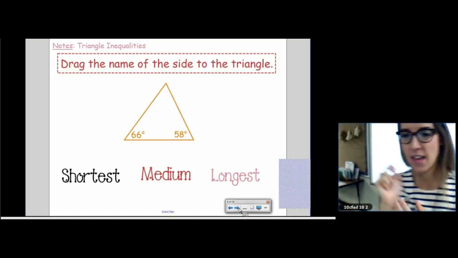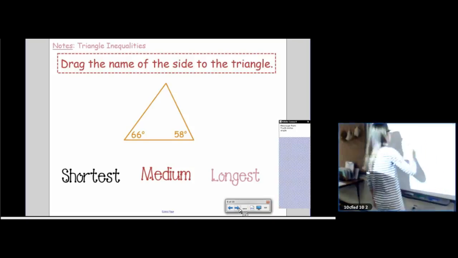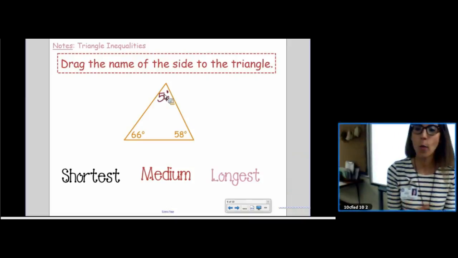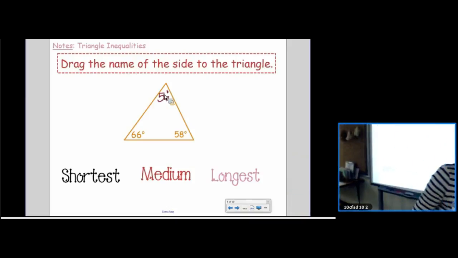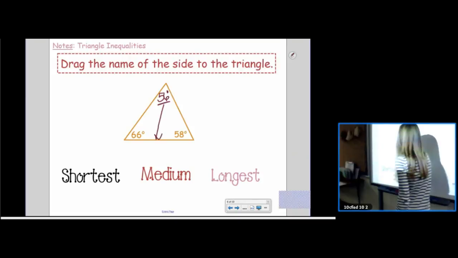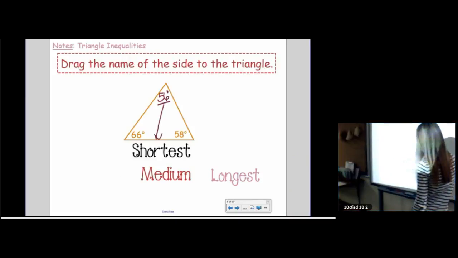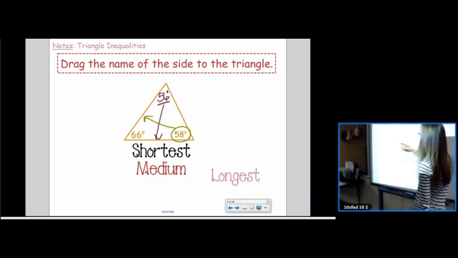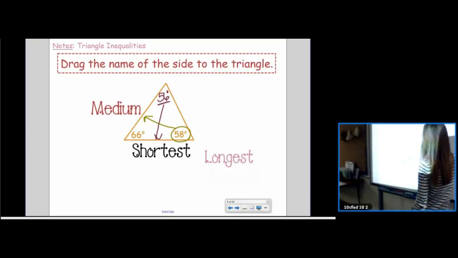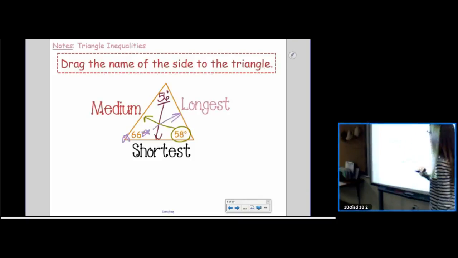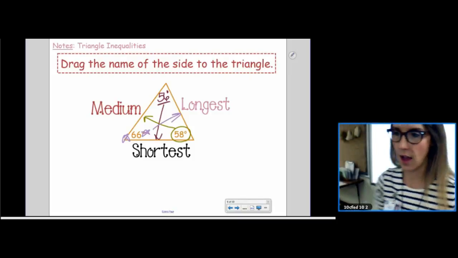Okay, what is it? 56. Good job. So the remaining angle is 56. And now we find, it doesn't really matter which one you find first. Find the smallest angle. Okay, you win. You're the smallest. It will be opening up to the shortest side. Find the medium angle. You win, 58. You're the medium. It will open up to the medium side. And then, of course, this largest angle will open up to the longest side.